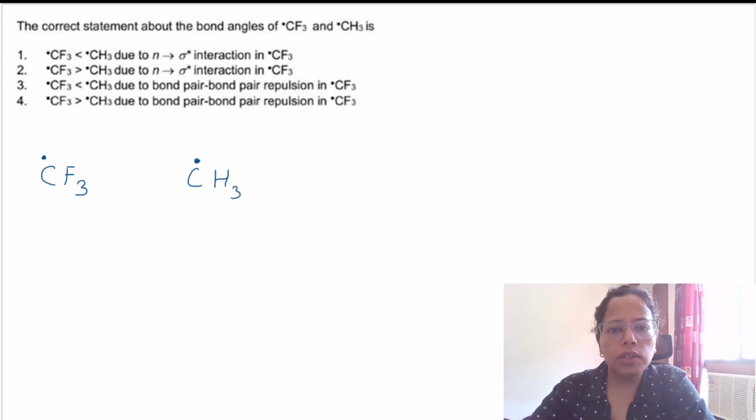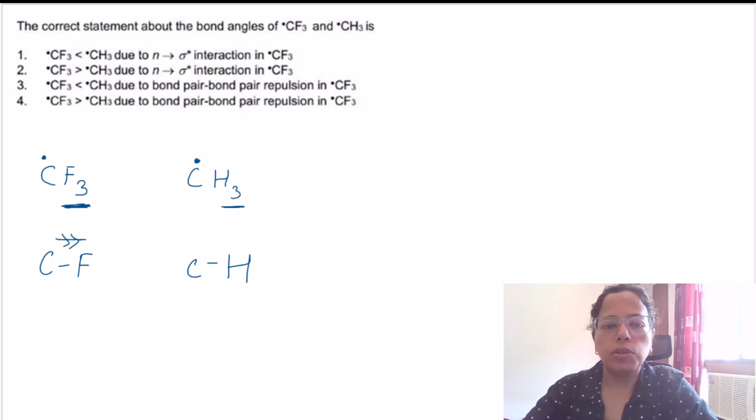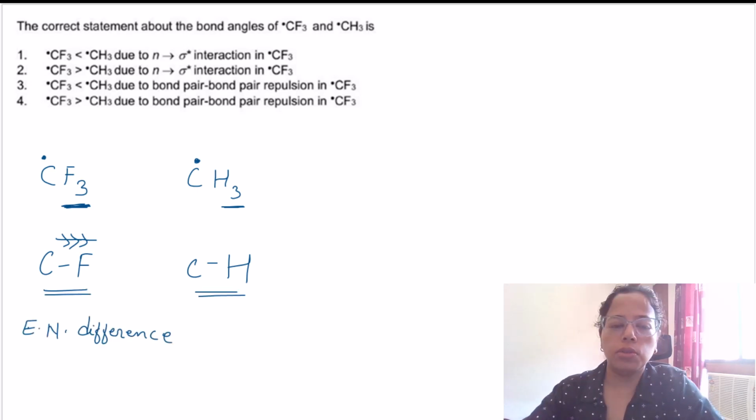We see what is the difference between these two radicals. Only the nature of the atoms which are bonded to carbon. So we have CF3 where there is highly electronegative fluorine, and we have CH3 radical where there is hydrogen. So the electronegativity difference between carbon-fluorine and carbon-hydrogen makes the difference. You know very well that fluorine is highly electronegative compared with hydrogen. So between carbon and fluorine, the electronegativity difference is very high as compared to the electronegativity difference between carbon and hydrogen, which is much lower.